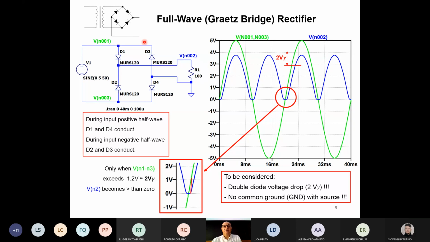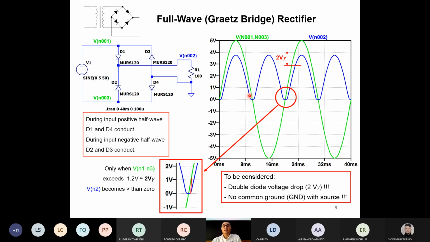That's the reason why, if I want to know the voltage across the generator, I have to take the difference between node 1 and node 3. In terms of simulators, you just write V node 1, node 3. This means node 1 minus node 3. Okay, now I see what is the difference, the voltage coming from the generator. That means the secondary of the transformer. And that goes up to 5 and down to minus 5.